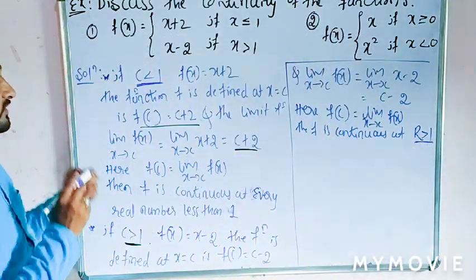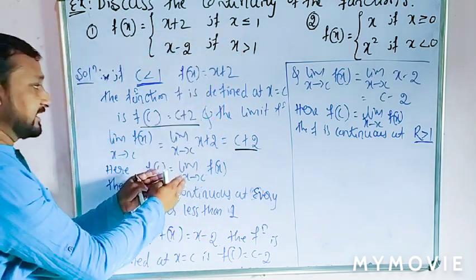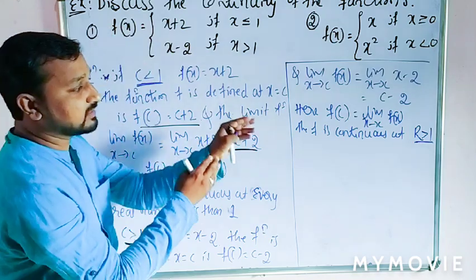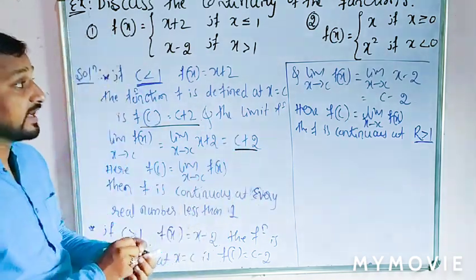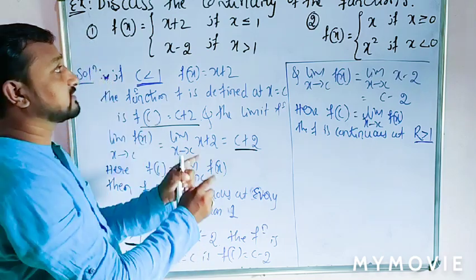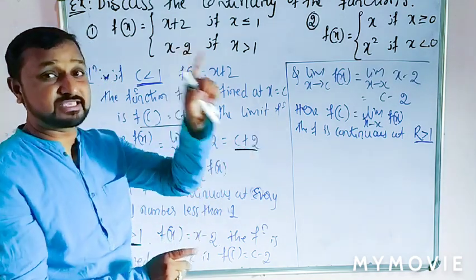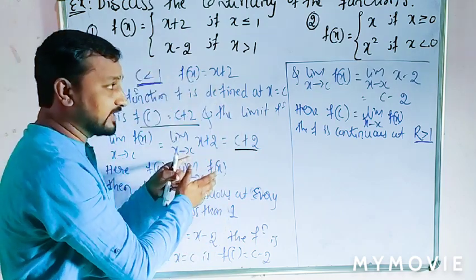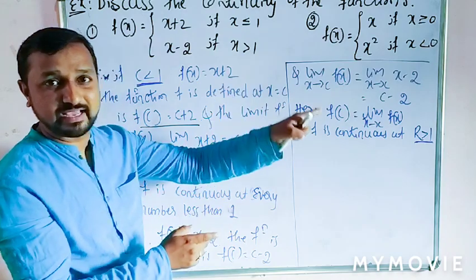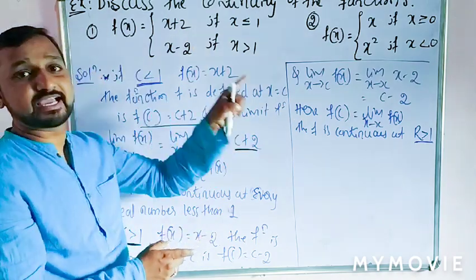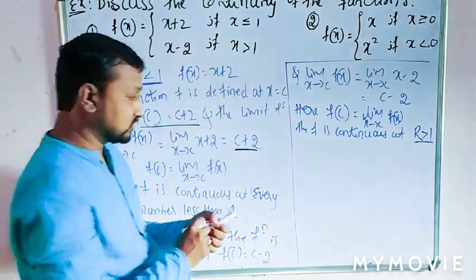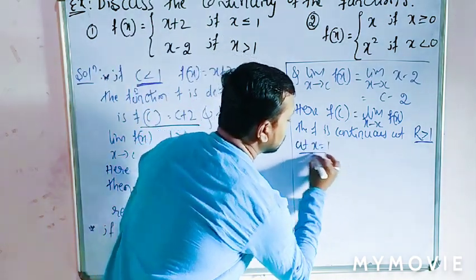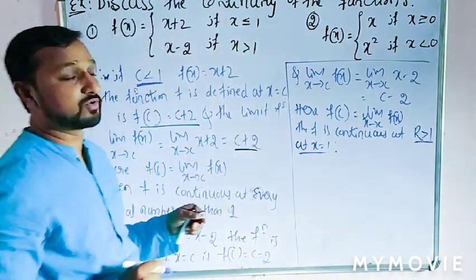So here, students, at every real number less than 1 the function is continuous, and at every real number greater than 1 the function is continuous. The very important part is to check the continuity at the particular point x equal to 1. So first of all, what do we have to do? At x equal to 1, we find that.